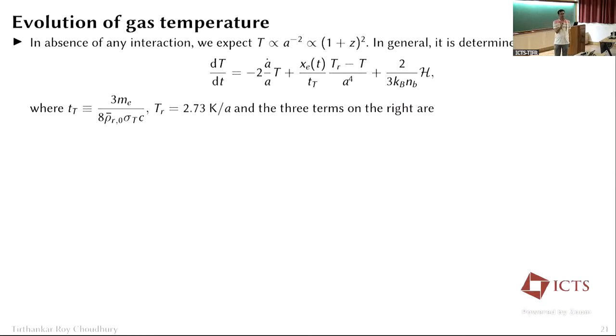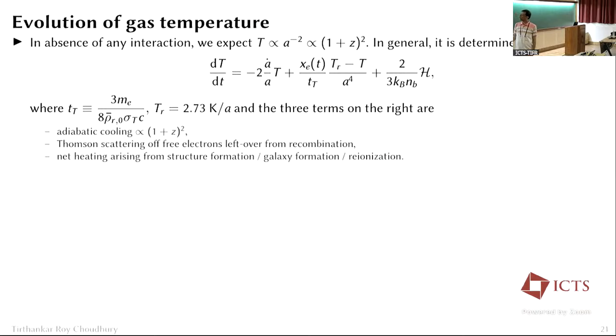The gas temperature, again, you can work out the equation for how it evolves. There will be a cooling due to the expansion of the universe. Then there will be other terms coming from Thomson scattering with free electrons in the universe and any other heating and cooling terms that appear.